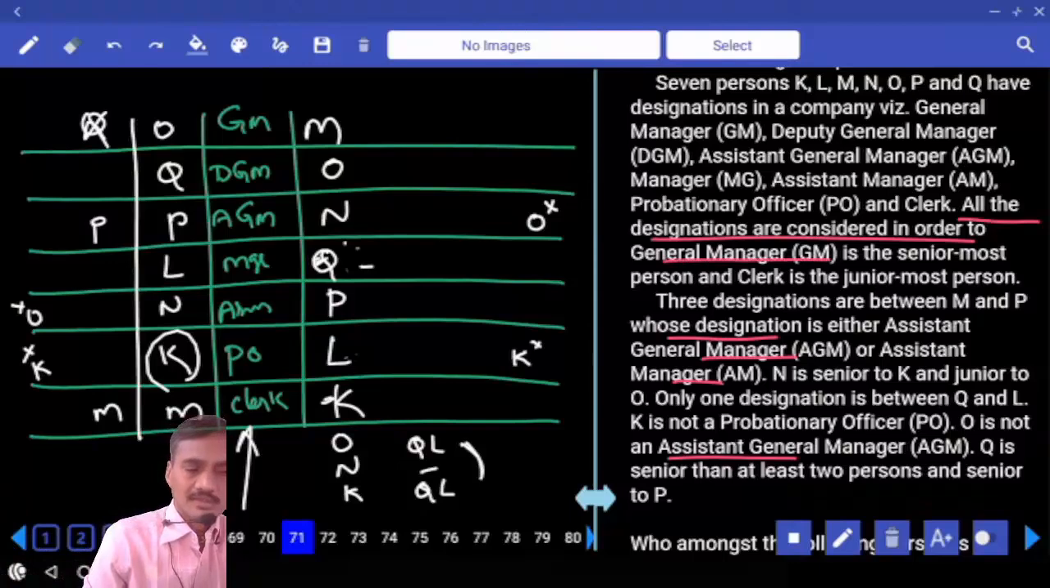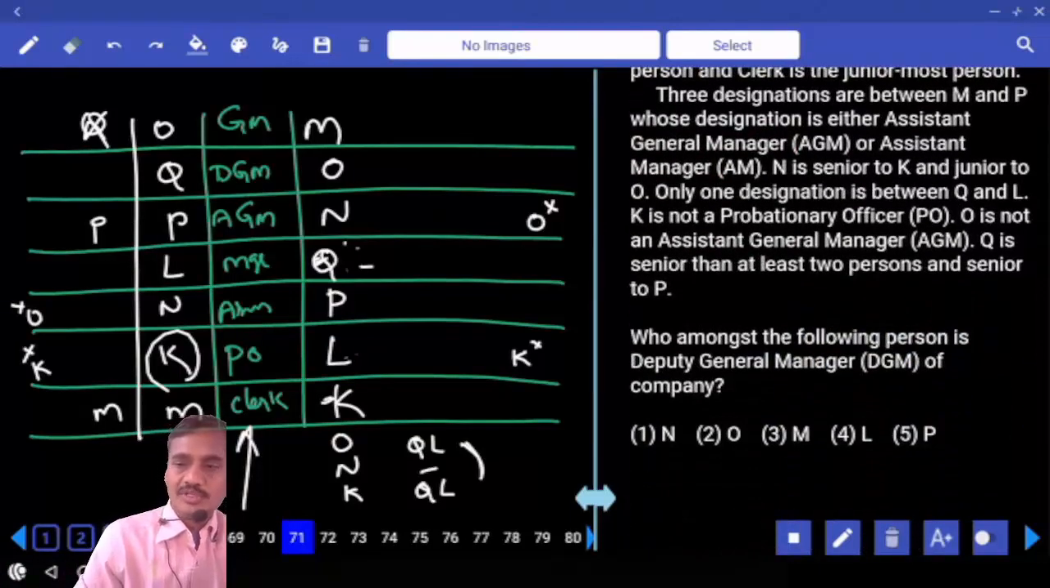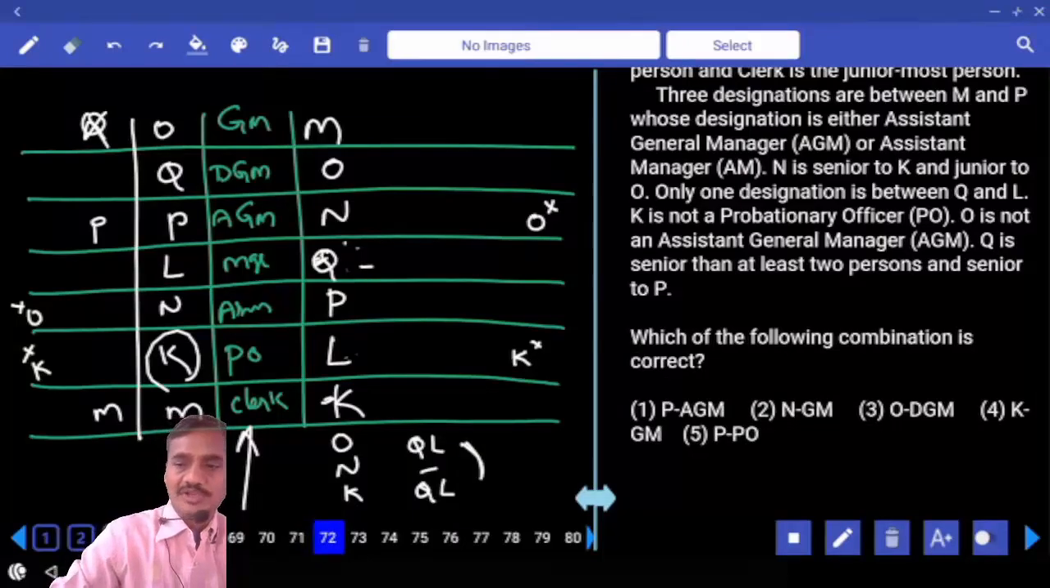Clear? Now this is about question number 71 to 75. And who among the following persons is DGM? Yes, tell me who is the DGM here? O, that is choice 2, question number 71. And 72, which of the following combinations is correct? Now PAGM, that is false. NGM, false. ODGM, definitely choice 3, question number 72.